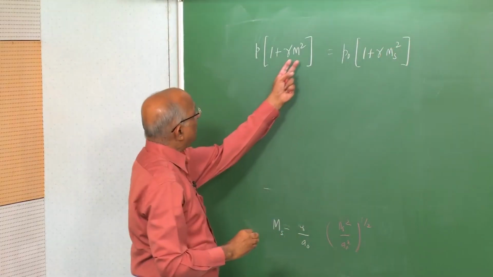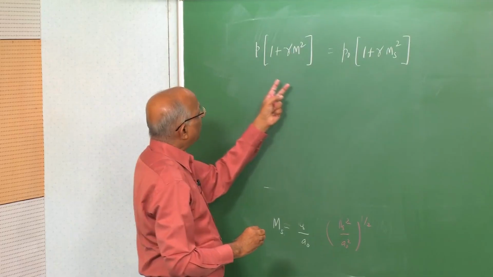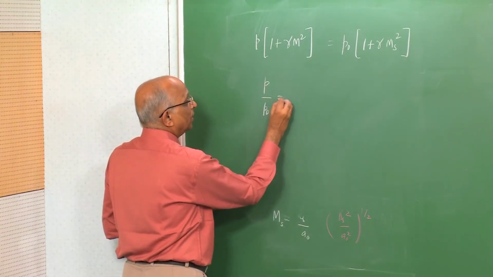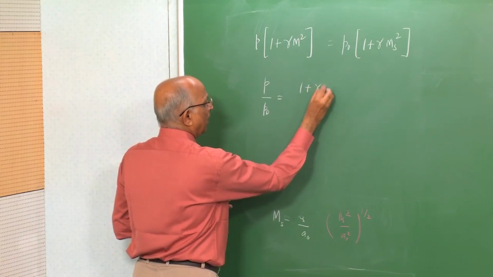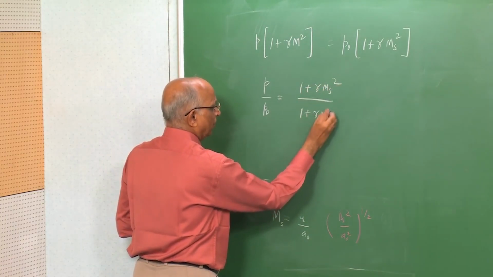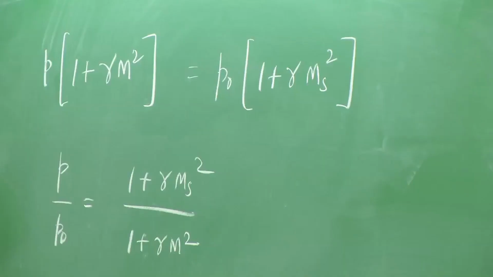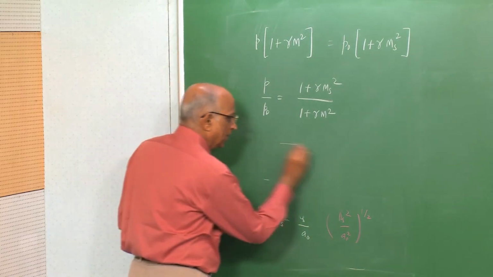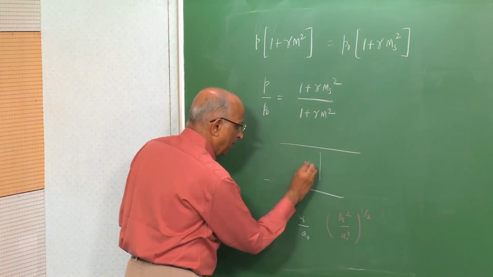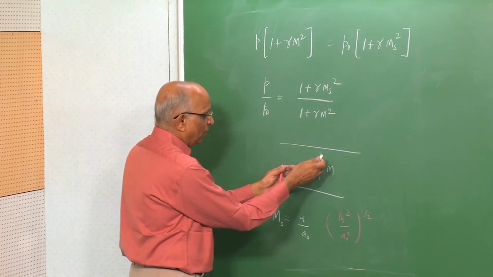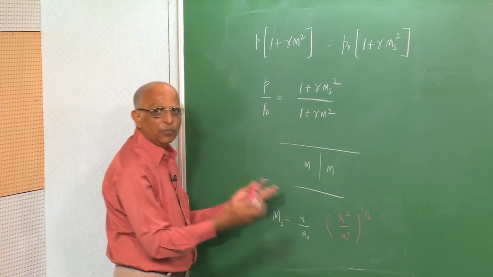Therefore, we now have a relation between m and m s, and in effect we can write this equation as P by P 0 is equal to 1 plus gamma m s square divided by 1 plus gamma m square. Therefore, what is it we did? We will proceed with this in the next class, and we will get an expression linking the Mach number behind the shock with the Mach number ahead of the shock, and once we do that, we will be able to correlate it with the properties.